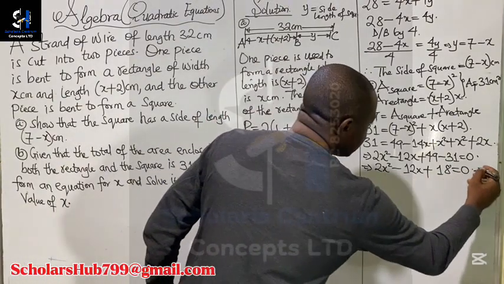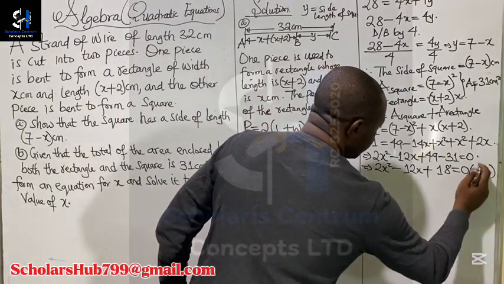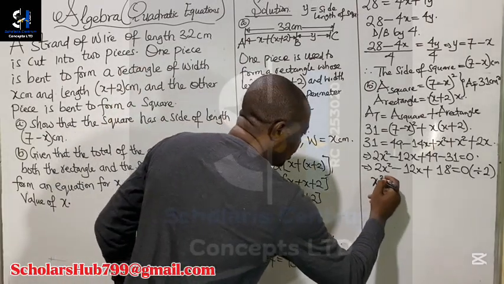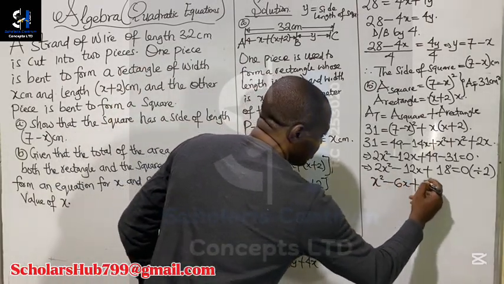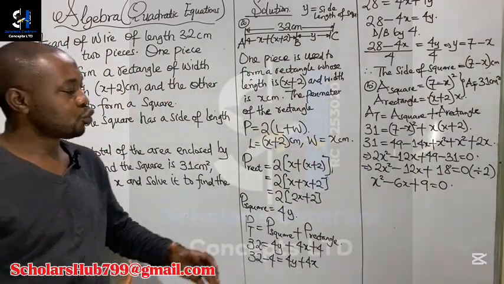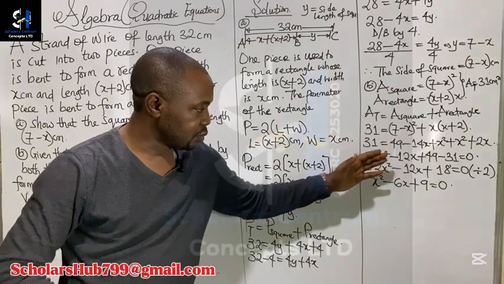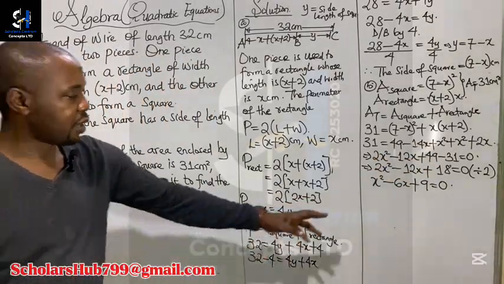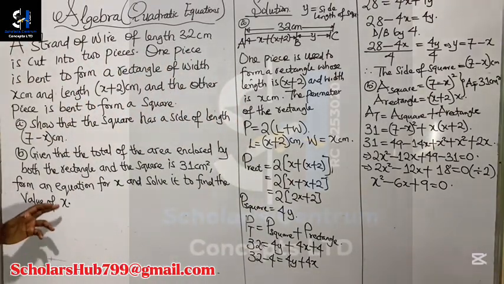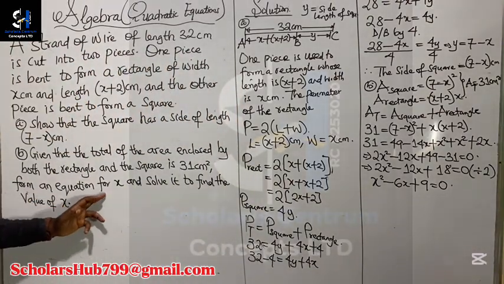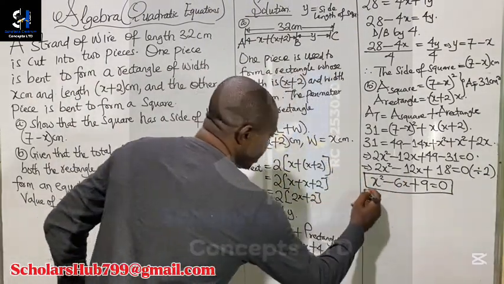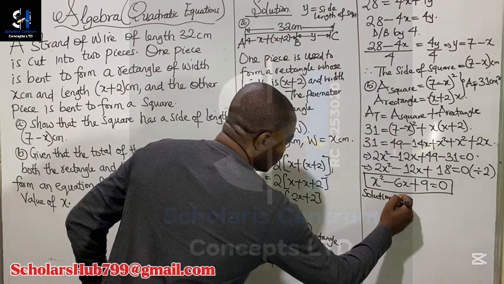Now we can divide this equation by 2. Dividing this equation by 2, this will reduce to x squared minus 6x plus 9 equals 0. So now we've been able to reduce the equation to the simplest form. Remember, we are asked to form an equation for x, so this is the equation, and then solve for x. Now let's solve.